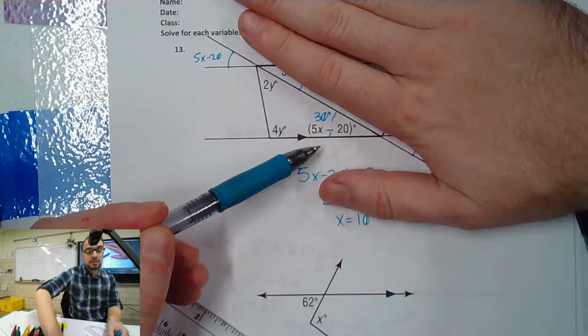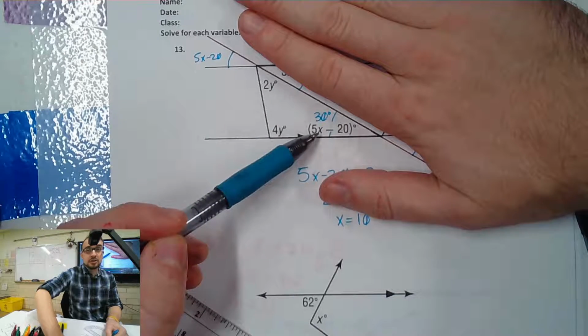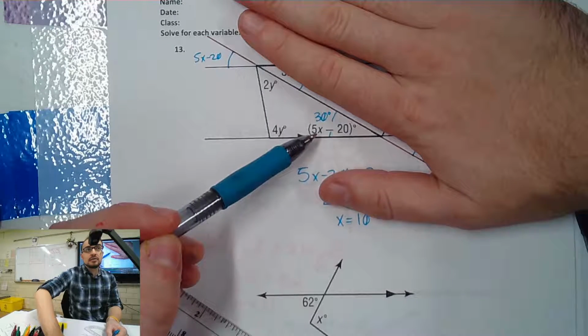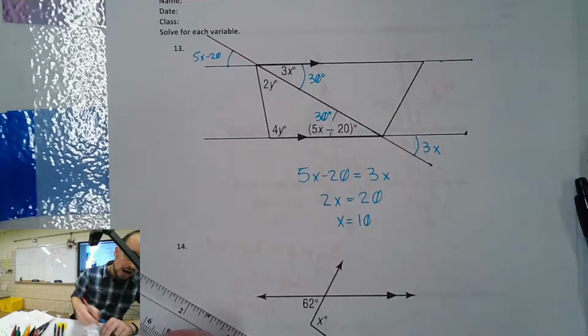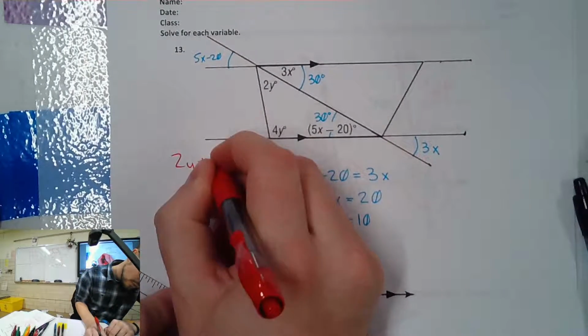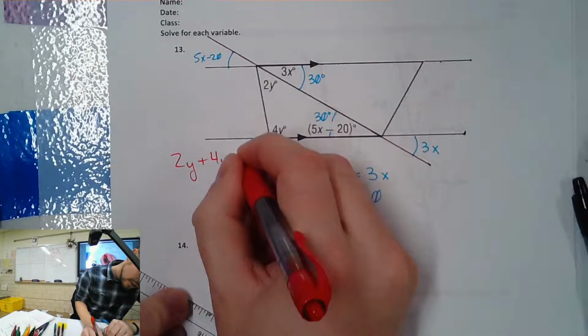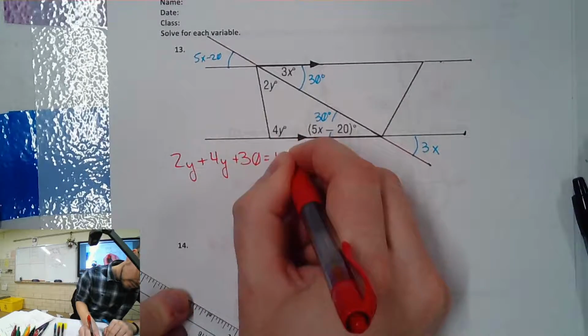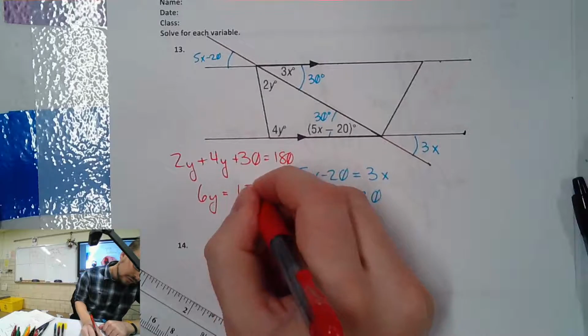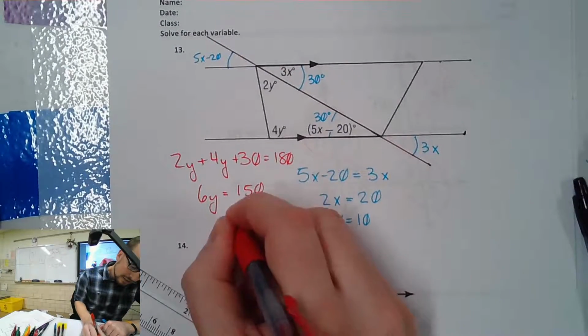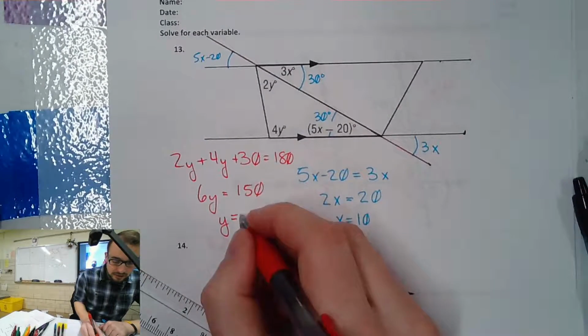Will it be a useful statement? 2y plus 4y plus 30 equals 180. Will that be enough to help us solve for y? Yeah, because we have one kind of variable, right? So I know that 2y plus 4y plus 30 equals 180. That means 6y equals 150, and y is going to equal 25.